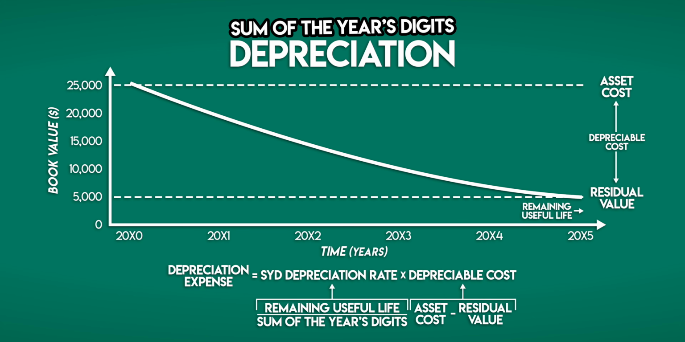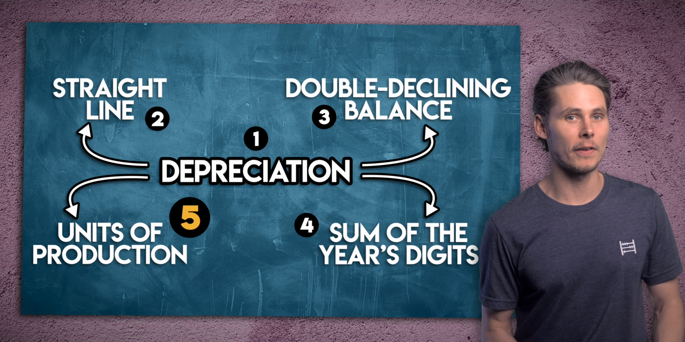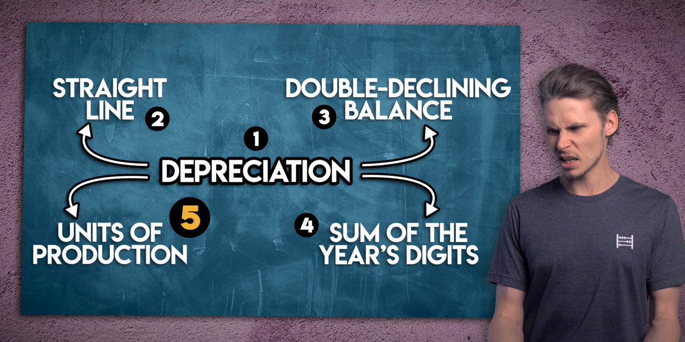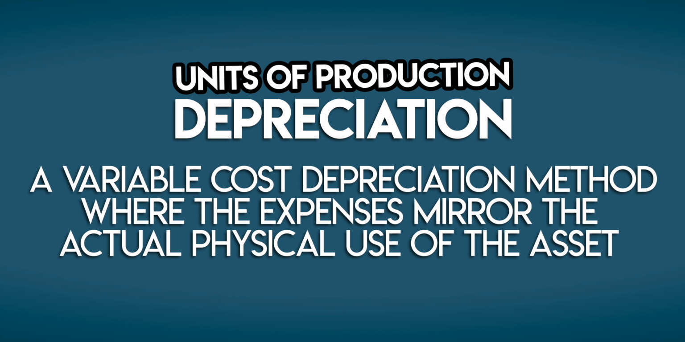But not all variable depreciation methods are accelerated, as you'll see in the next video where I'll cover the units of production method. It's true, the units of production method is variable, but it isn't necessarily accelerated. Allow me to explain. The units of production method of depreciation is a variable cost depreciation method, where expenses mirror the actual physical use of the asset.